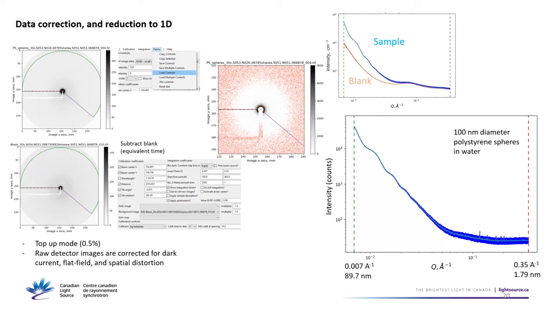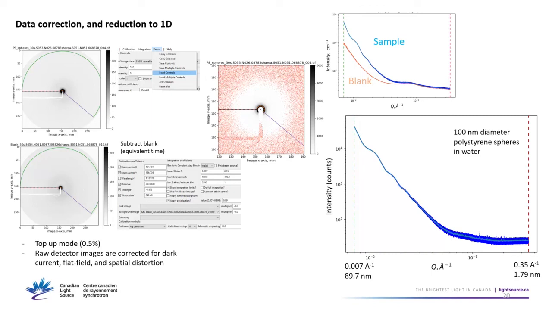At least at the CLS, you don't have to do any corrections for intensity because we're in this great thing called top-up mode now, where there's no beam decay over time. It's really great for doing normalization. And our detector images are already corrected for dark current and flat field and things. So then, yeah, you get this corrected image.